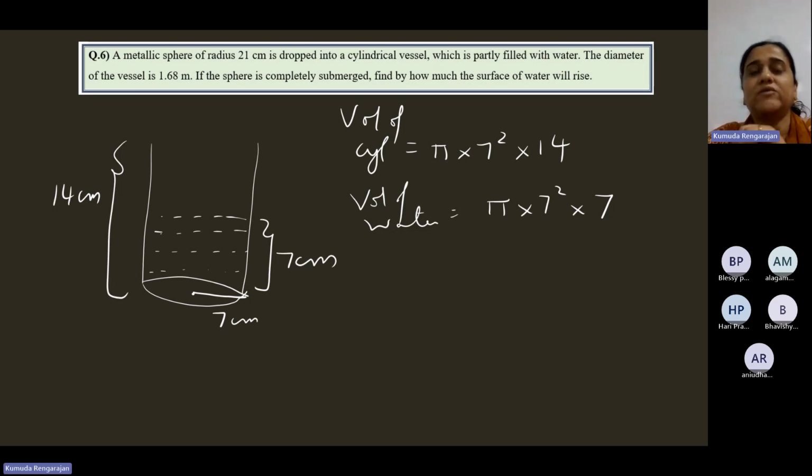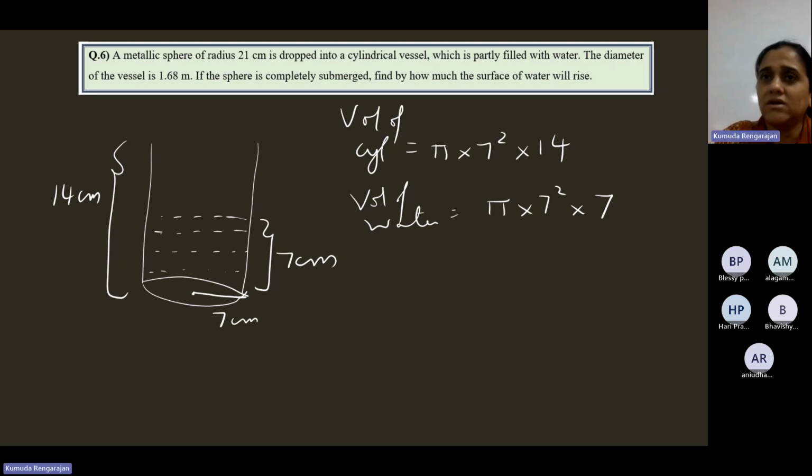But if you want to find the volume of the cylinder, then you should take h as 14 because the height of the cylinder is 14 centimeters. The height of the water in the cylinder is 7 centimeters. So if you take height as 14, you're finding the volume of the cylinder, the vessel. If you take the height as 7, you're finding the volume of the water.